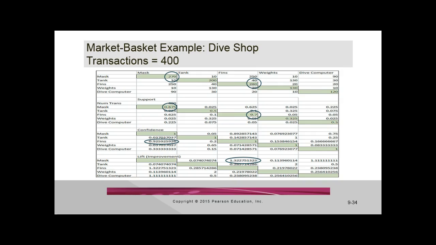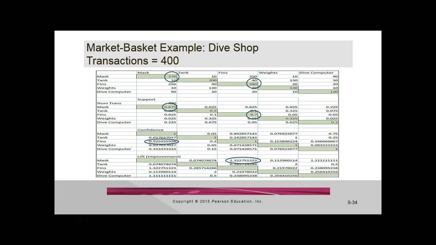So it tells us a couple things. They're high sellers, and they're also bought together quite frequently. If we look at a smaller percentage, dive computer and weights, those things typically aren't bought together that often. Only 2% of the transactions included those things together. Only 10 of the 400 transactions included those 2 things together. That's support, the overall percentage of how things are bought together. That gives us some information, but let's take it a step further.